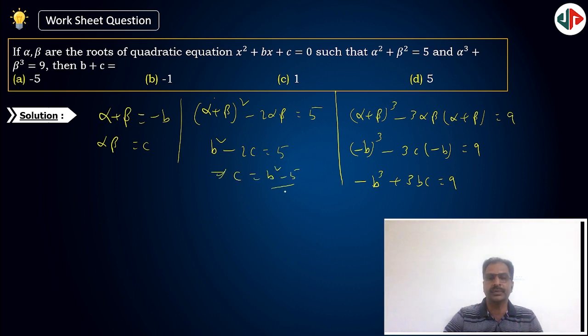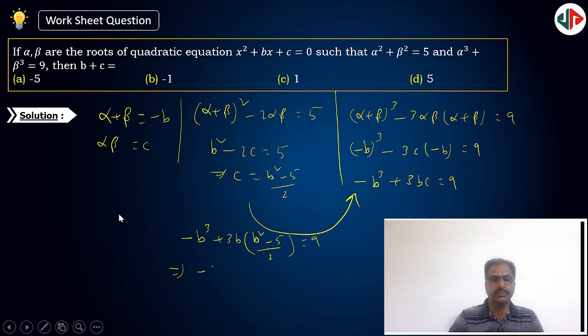c is b square minus 5 by 2. Substitute this value of c here, then you get minus b cube plus 3b into, in place of c, b square minus 5 by 2, is equal to 9. Simplify by taking LCM, then minus 2b cube plus 3b cube minus 15b is equal to 18, which implies b cube minus 15b is equal to 18.